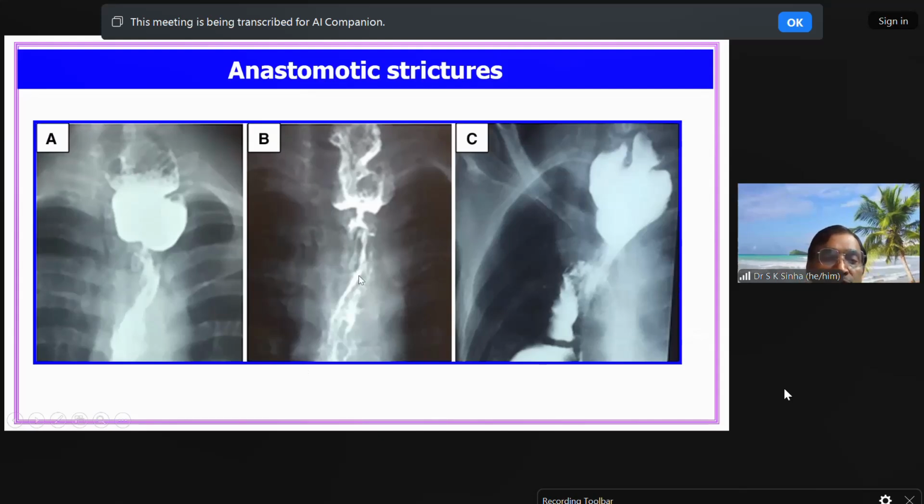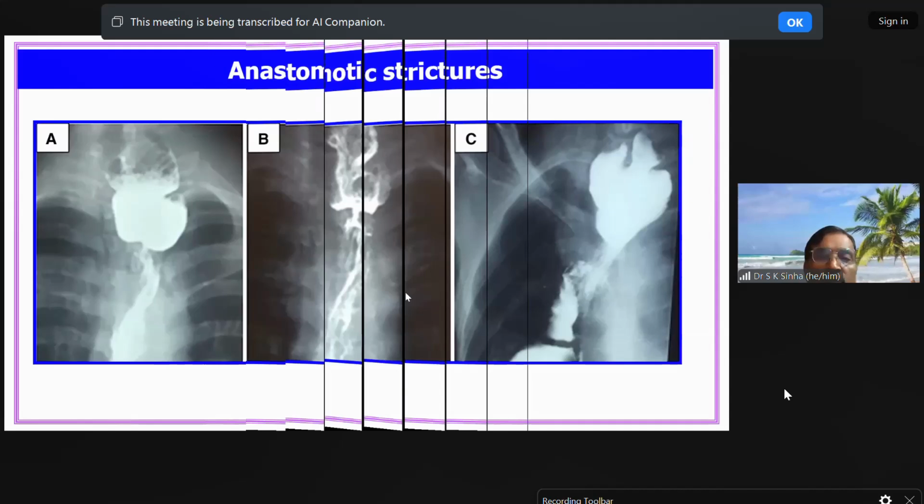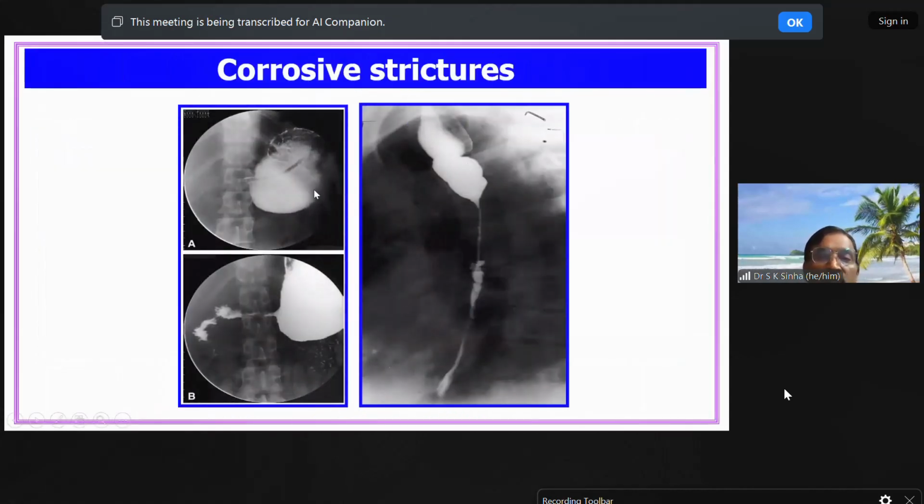So by seeing the folds, if you are seeing the longitudinal folds, most of the time it will be stomach, and if you are seeing the transverse folds, then it will be colon most of the time. And here what you are seeing is again corrosive strictures. So the upper esophagus is grossly dilated, a little tortuous, but the lower esophagus is narrowed. Typical beaking you are seeing.